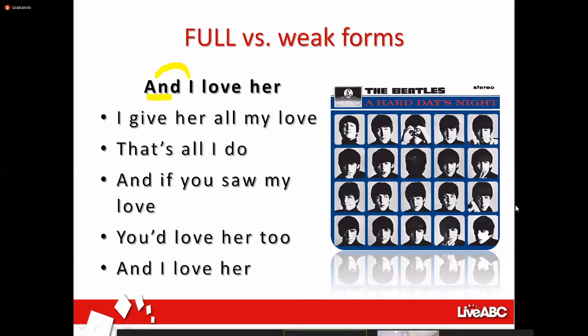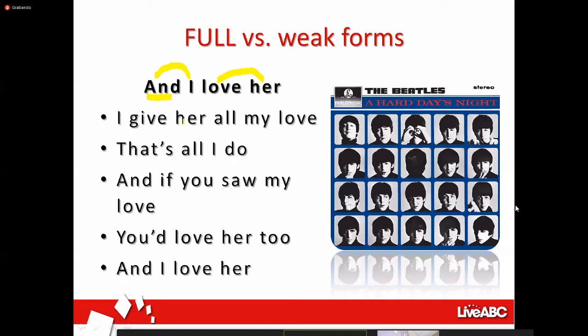And I love her. And actually, you can play the song and listen to that. And they're not going to say "and I love her" separately. They're going to say "and I love her" all connected. Yeah, and this would be an example of connected speech, teachers.